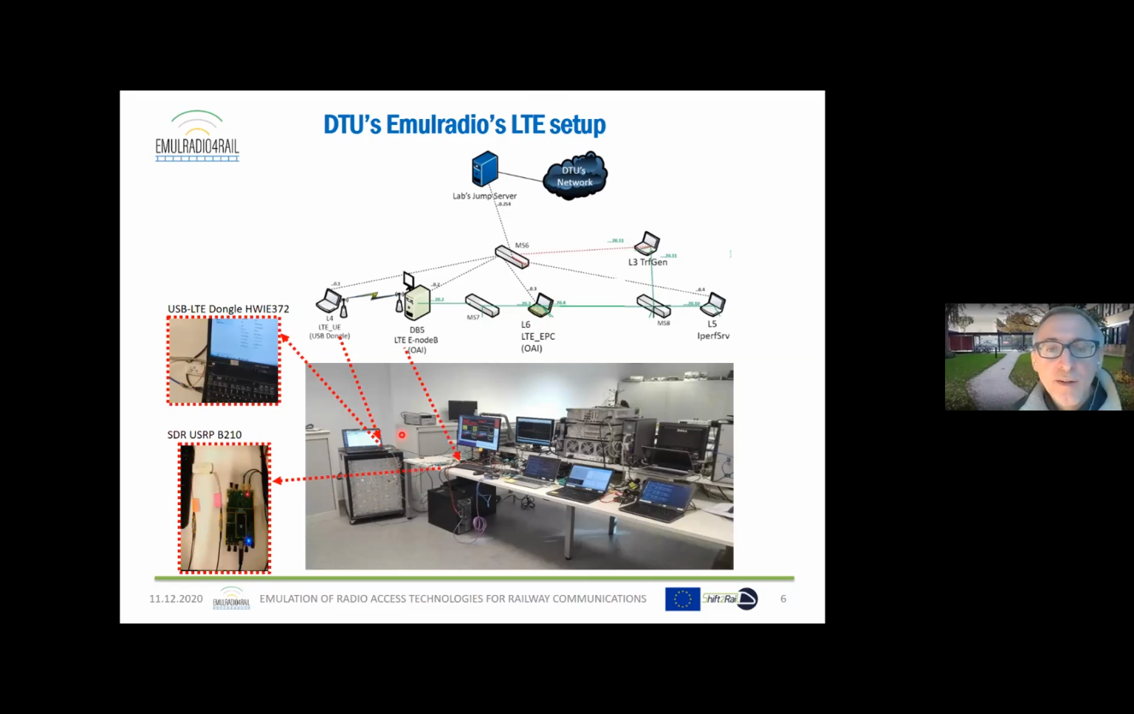We have here, this computer is the eNodeB. As mentioned, it is the element collocated with the antenna in the radio access network, and the antenna and transmission reception capabilities are provided by a software-defined radio card. And if you see here, the output of the antenna of the card is connected to the antenna of the dongle via a radio cable.